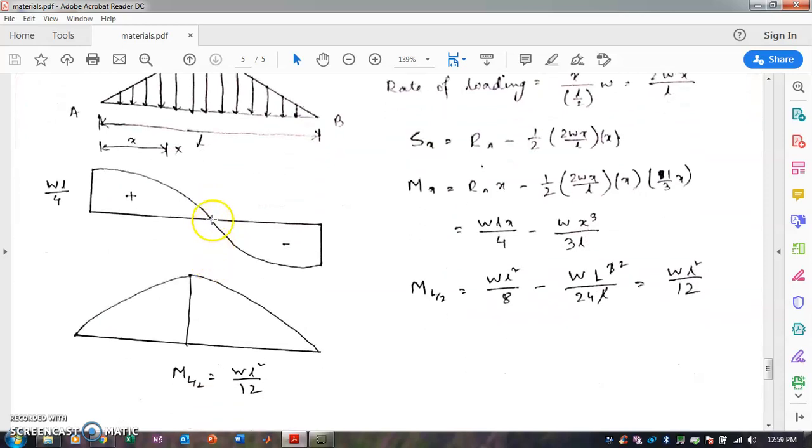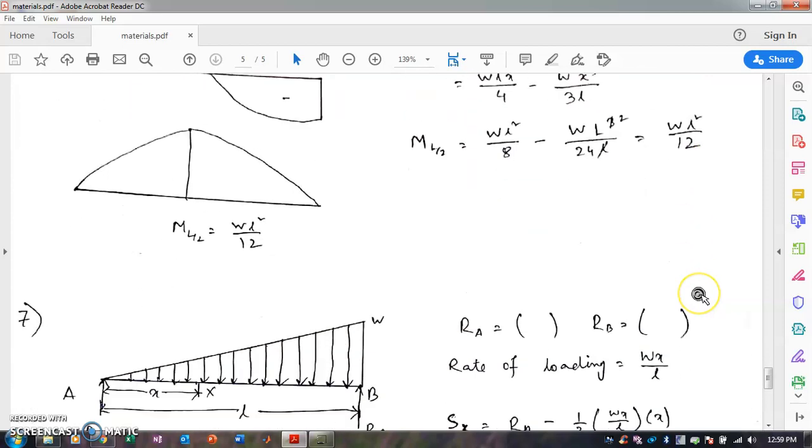Okay, at the midpoint there will be the maximum bending moment. So if we replace the x by L by 2, then you can get the bending moment at midpoint, and the value will be WL square by 2L. It will be the maximum bending moment.